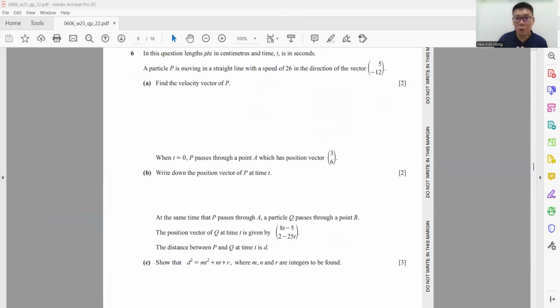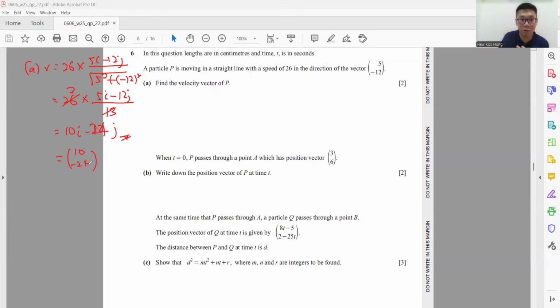Question 6. In this question, lengths are in cm and time is in seconds. A particle is moving in a straight line with a speed of 26 and direction is this. Asks you to find v. So when they give you magnitude and direction, we can use magnitude times the unit vector of the direction. 10i minus 24j, or of course you can write it as a column vector also.